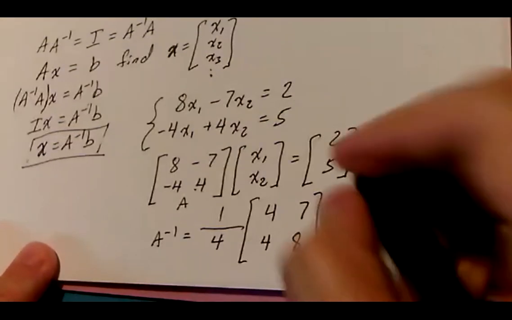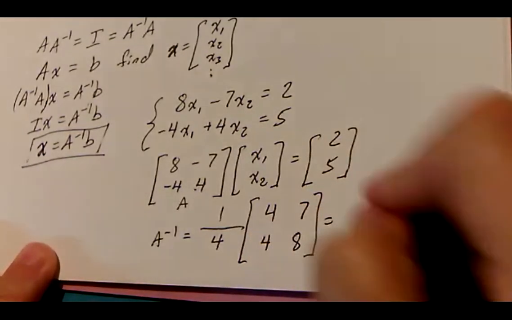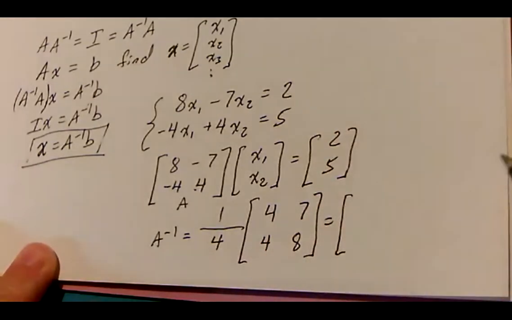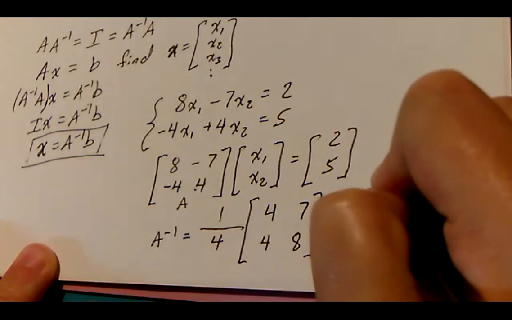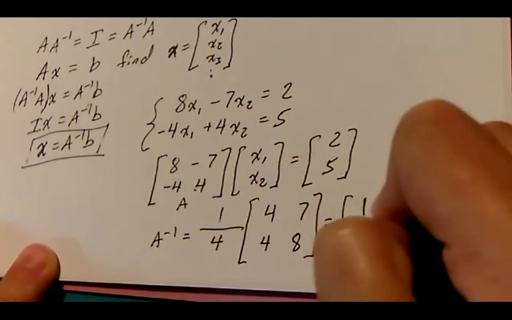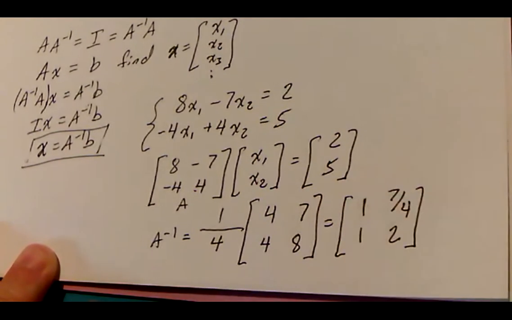Now I can simplify this matrix a little further as well. I multiply that by 1 over 4. So 4 divided by 4 is 1. That's the first column. The second column is going to be 7 over 4, and then 8 divided by 4 is 2. So we have my inverse matrix here.